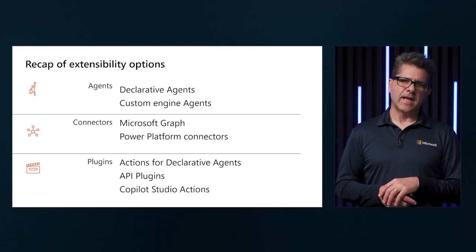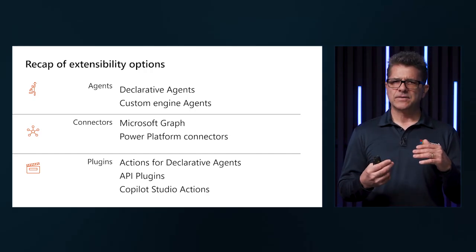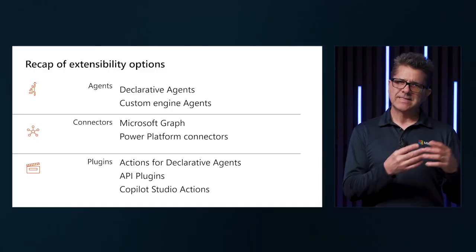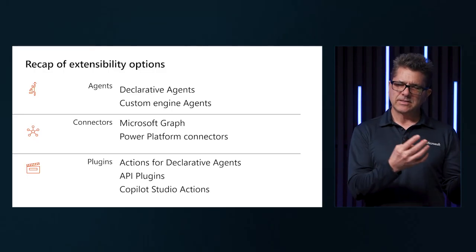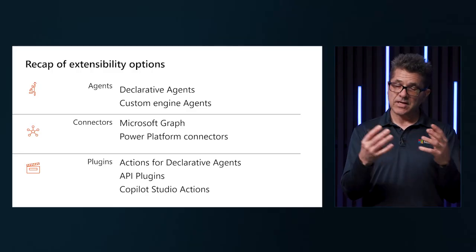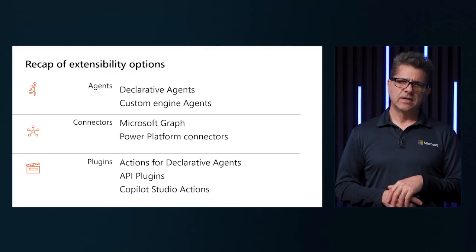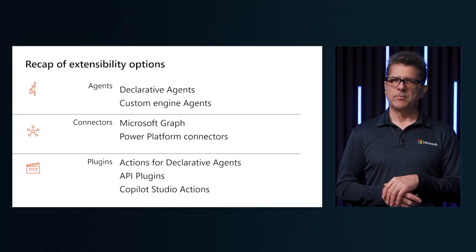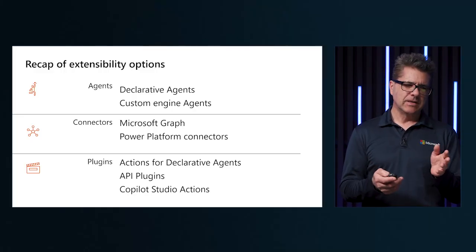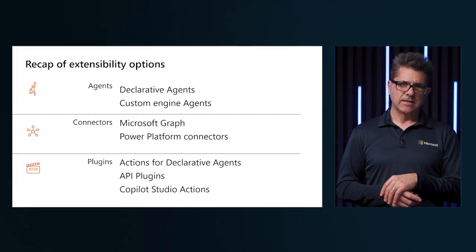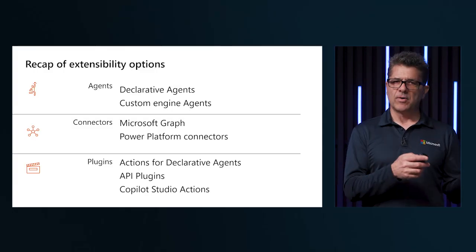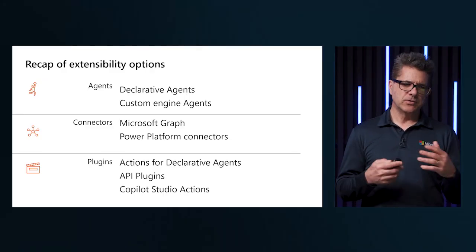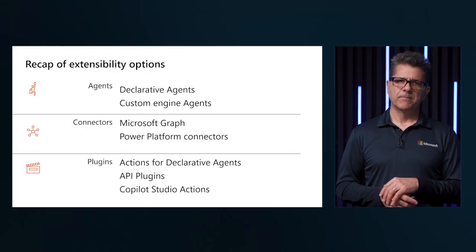We also talked about the connectors. We mentioned about the graph connectors and the Power Platform. These connectors really enable you to extend this capability, bring in external data, be able to have a conversation with those external data to your current environment. And finally, we talked about the plugins. We discussed the action for declarative plugins for that automation. We talked about the API plugins. And finally, we discussed the Copilot Studio actions as well.